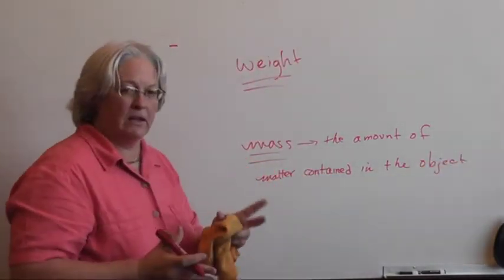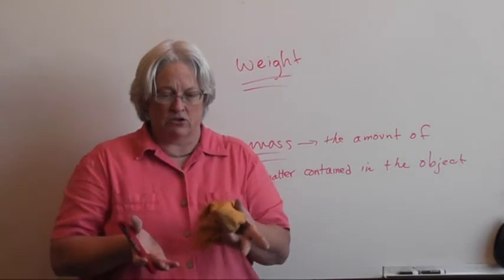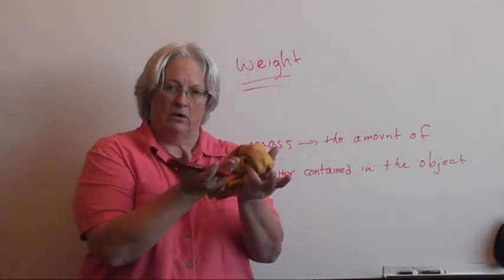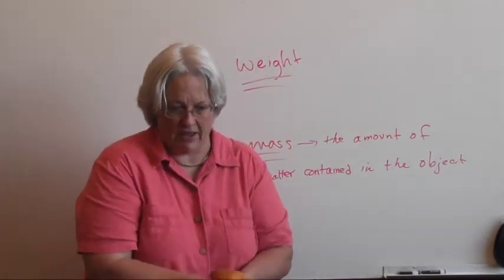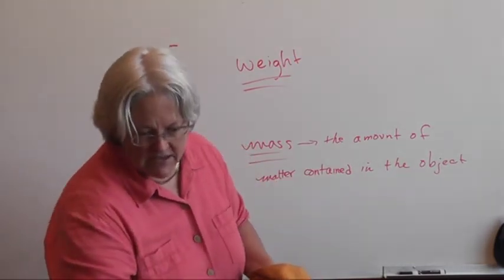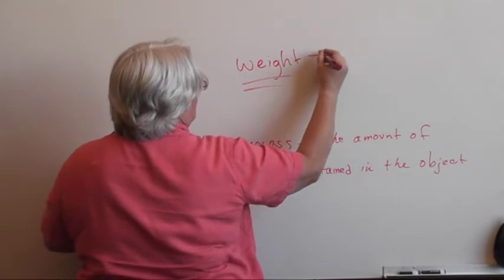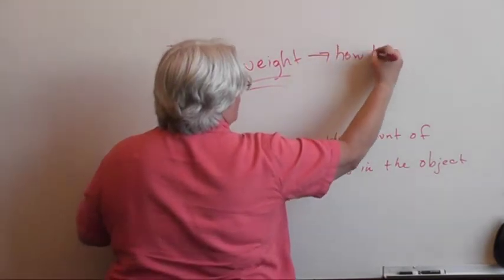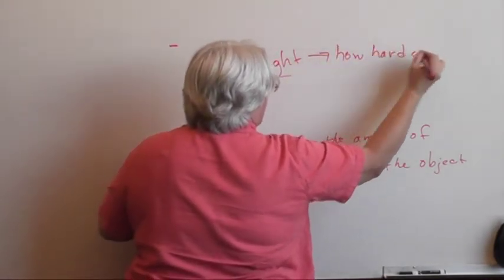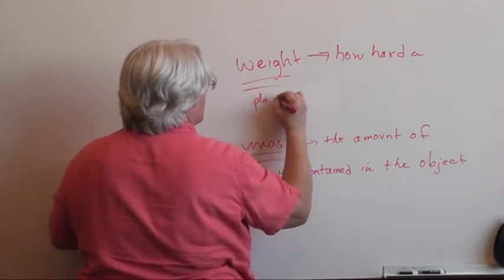And weight is a measure of how gravity acts on that mass. It says how hard a planet's gravity pulls on that mass. Weight is how hard a planet's gravity pulls on the mass.